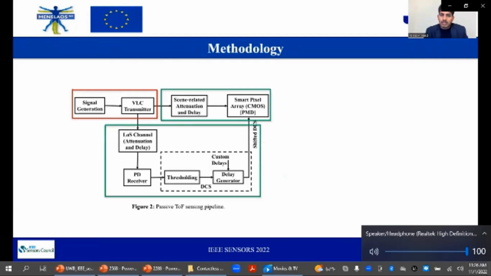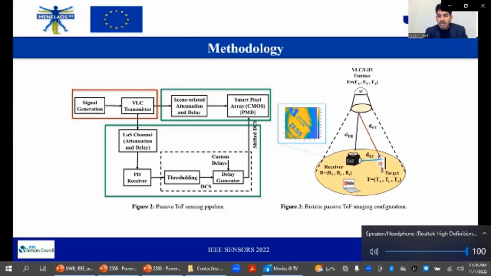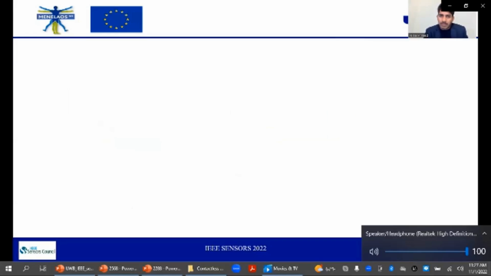On the other hand, the reflections are captured by this PMD camera at pixel level. This PMD camera works as a cross-correlator that cross-correlates at pixel level to attain different numbers of measurements. As you can see on the right side of the figure, this is basically our bistatic geometry, where there are two sensing channels. One is a direct link between the photodiode and the VLC emitter. Another is an indirect link between the illumination source and the reflection from the target towards the ToF camera. By exploiting these properties, we are able to estimate the depth.